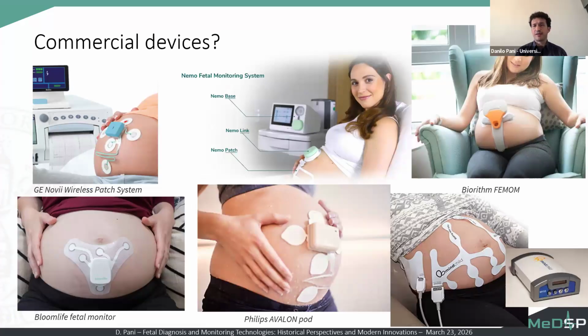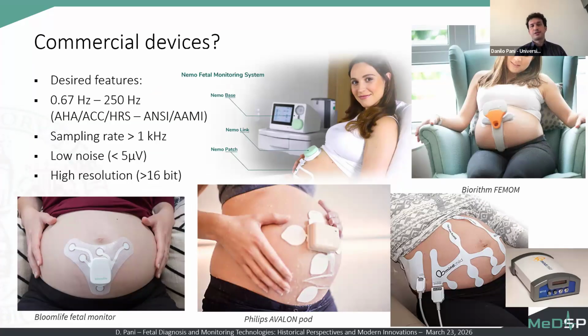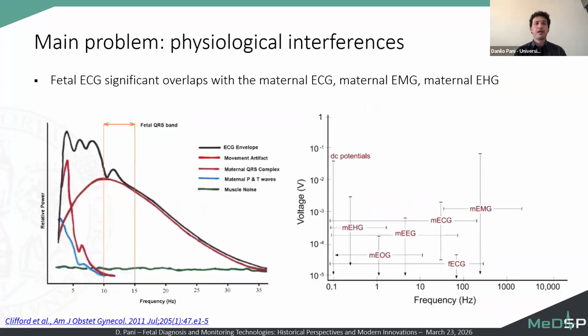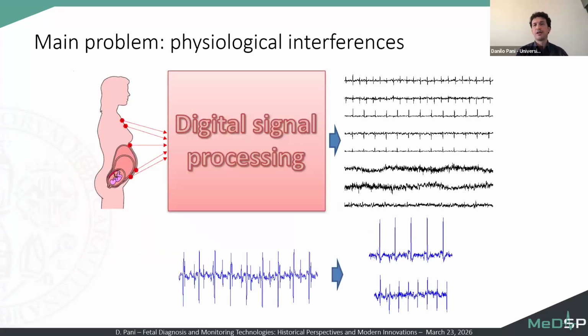There are several commercial devices that have been presented so far. All of them share the same approach of having very small devices and a reduced number of electrodes, in order to try to push this technology outside the hospital for telemonitoring of the baby. The main problem in all these cases, when you talk about non-invasive fetal ECG, is the significant overlap between the different electrophysiological signals that share the same space, and signal processing is needed in order to extract the relevant information from these signals.